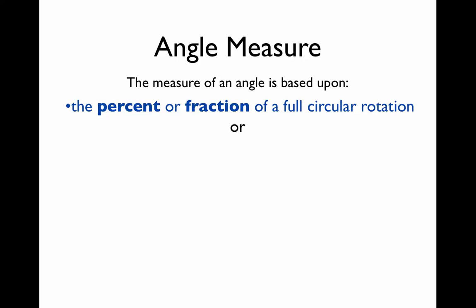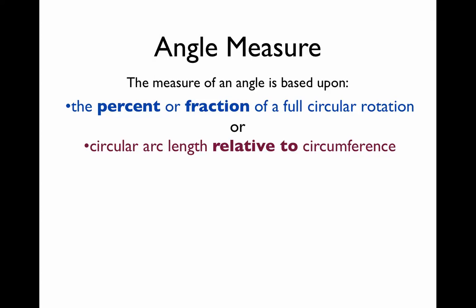Another way to say that is, it's the circular arc length. How much arc length we cover relative to the whole circumference. So these are two different ways to say the same thing. So how much arc length is measured off with respect to or relative to a full circumference.